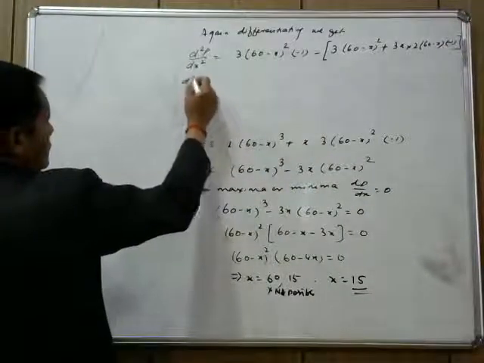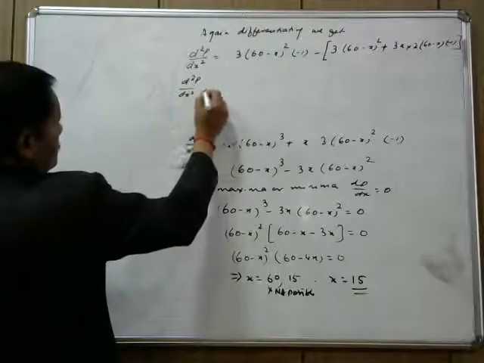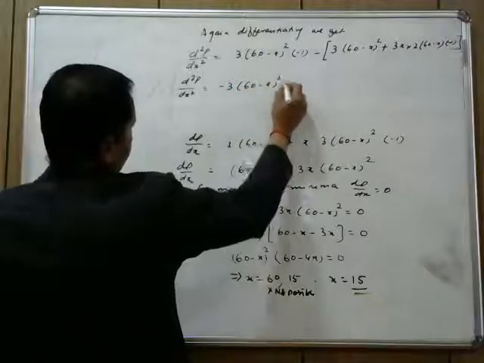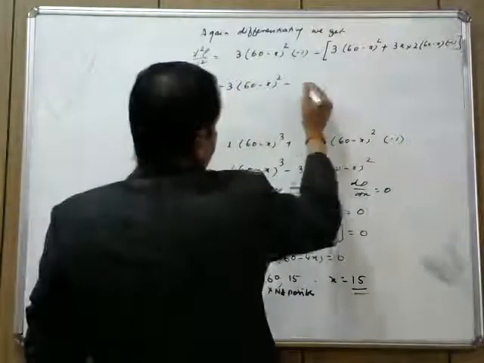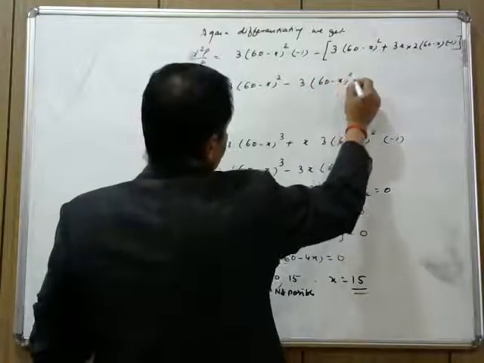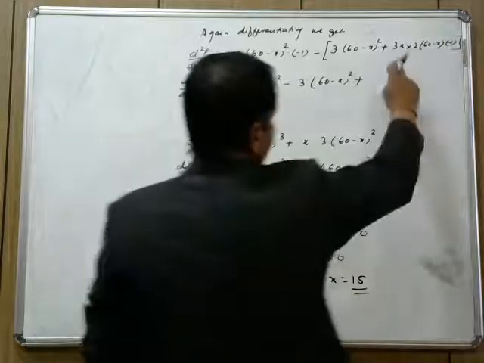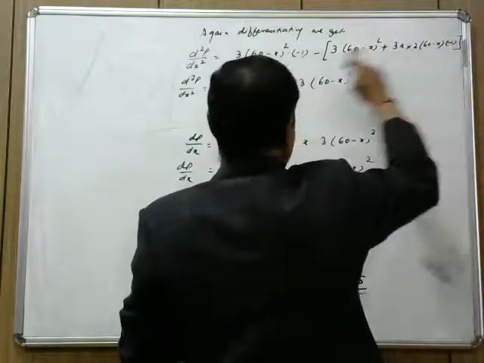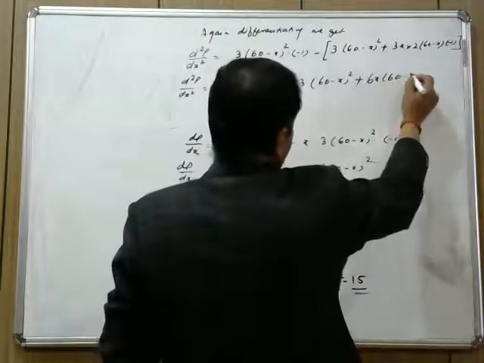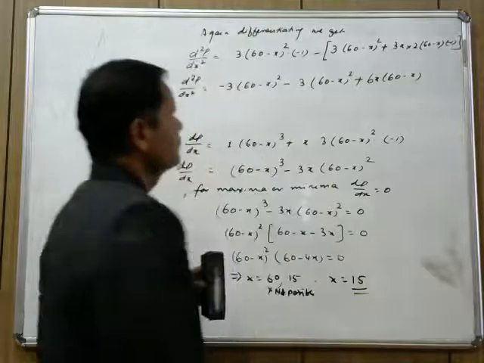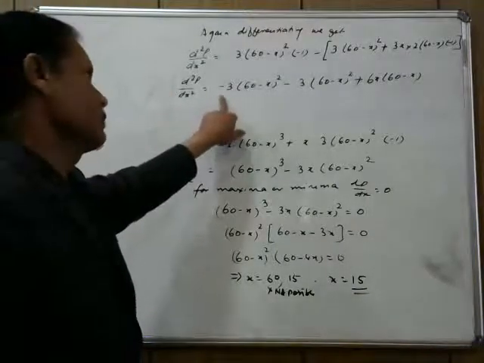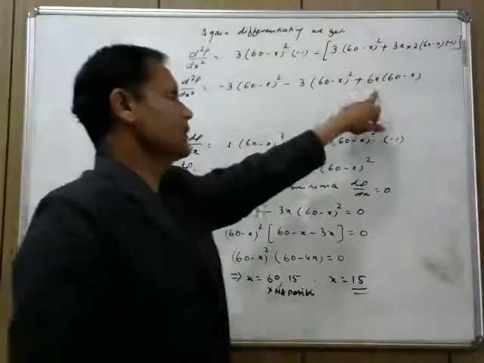This is now d square p by dx square is equal to minus 3 (60 minus x) whole square minus 3 (60 minus x) whole square plus, minus and this minus become plus, yes, 3 into 2, 6x into (60 minus x), right? Now see, this is minus 6 into (60 minus x) whole square plus 6x into (60 minus x).